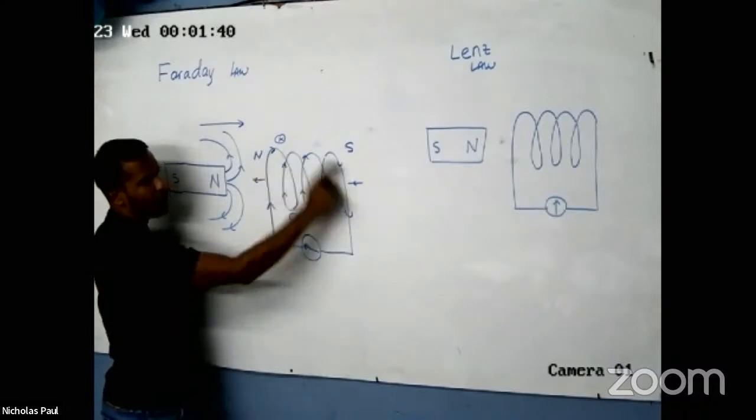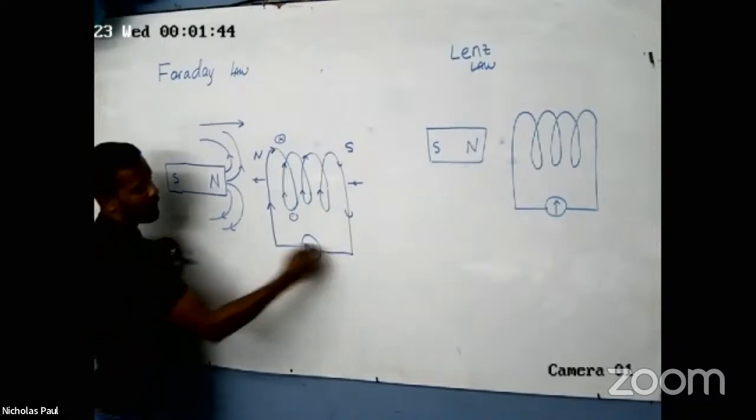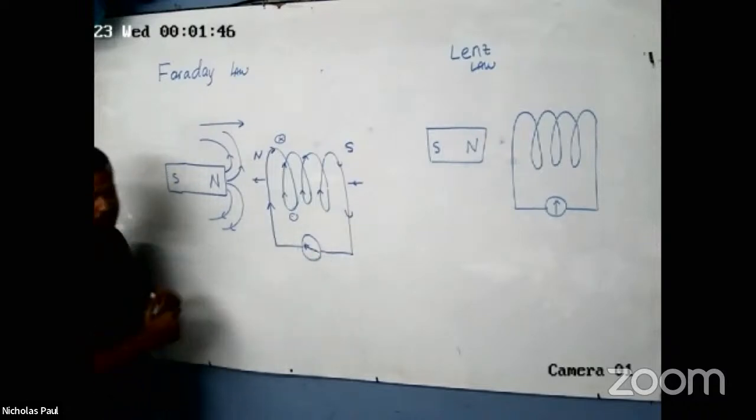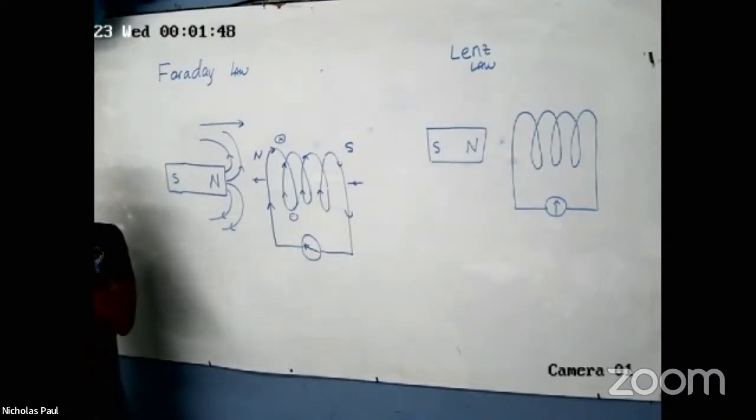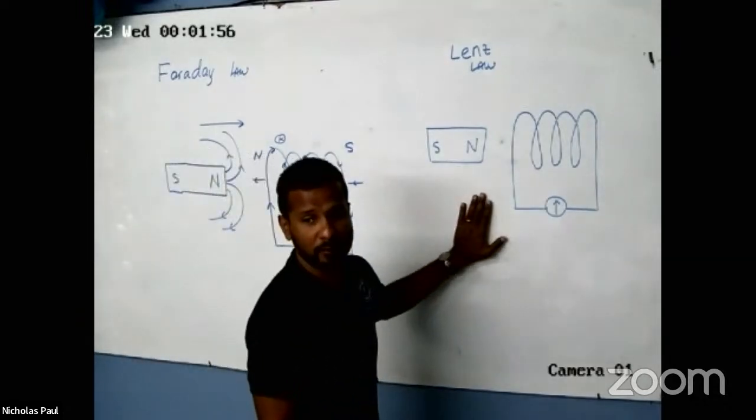And once you know the current direction, the galvanometer will follow it. So if current is going this way, the galvanometer will go the same way. All okay with that? Yeah? All okay with that? Let's see if we can apply it here now.